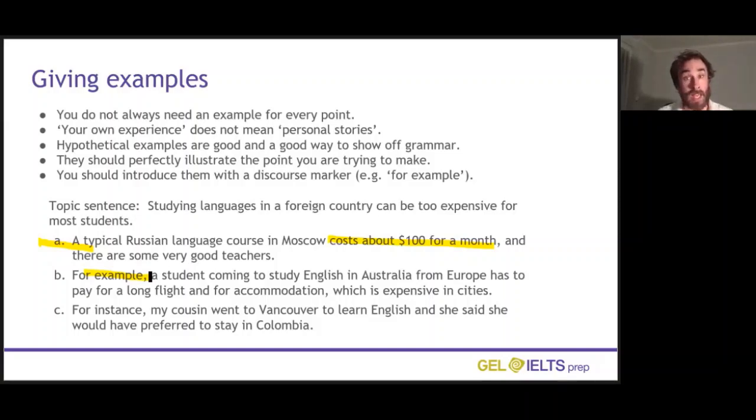This is a hypothetical example. It's not real. They are imagining a situation where this is true. And again, this example supports their main points. They give examples of things that can add to the cost, the long flight, the accommodation. These are things that make things too expensive for some people. So this is a good example.